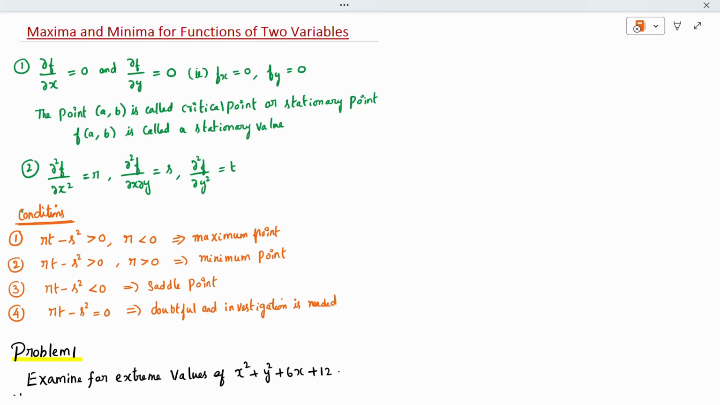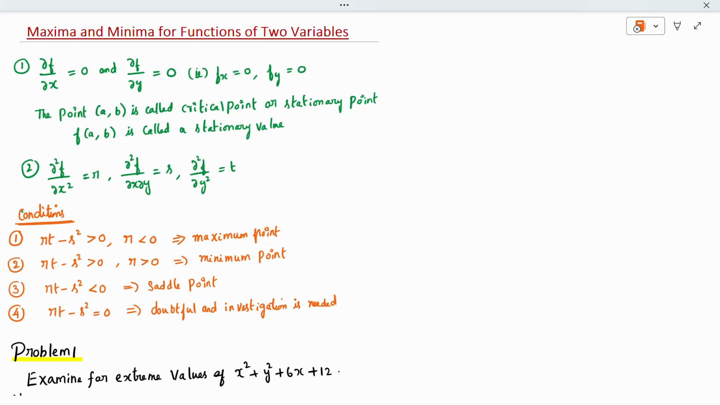You can denote them by any alphabet, A, B, C, E. It's not wrong. But you have to remember these four conditions. Using these conditions only, you are going to conclude in the problem whether it's a maximum point, minimum point, saddle point, or no conclusion.